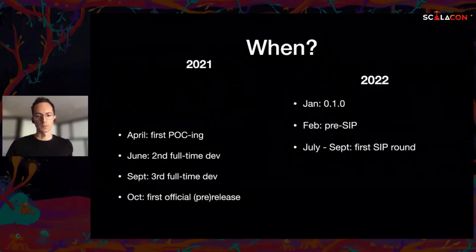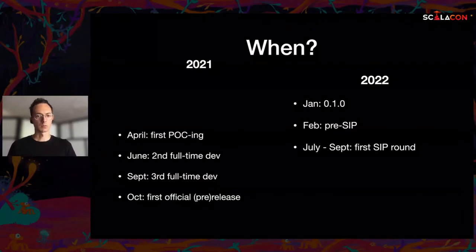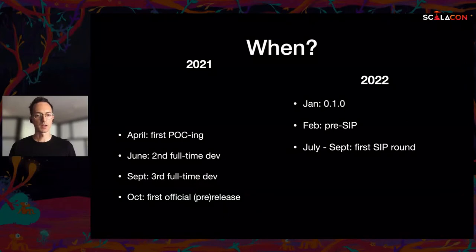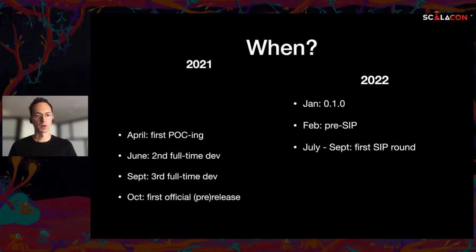So the timeline basically of the project since then is: in April or May, we had the first proof of concept of Scala CLI, and they were quite promising. So a second developer joined full-time in June to work on the project, and a third one joined in September, all while the project was still not officially public. And after having talked about it to some people, we decided to make a first official public release of Scala CLI in October.